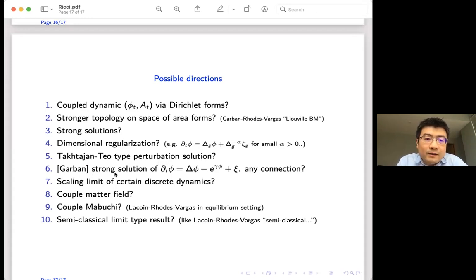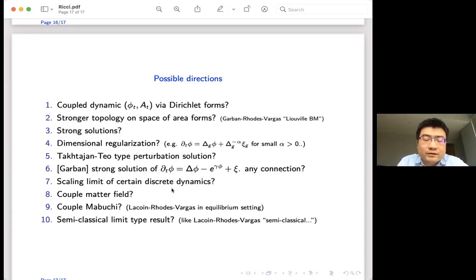Let me mention that Gabriel has a strong solution to this equation where this is just a linear Laplacian. This equation comes from, if instead of taking the Calabi metric, you just take the trivial metric on the conformal class, and then take the gradient flow of that, you basically get this equation. So he can obtain a strong solution to this using regularity structures. Is there any connection? Can you do some sort of interpolation between the two equations, or between the two metrics, I don't know.